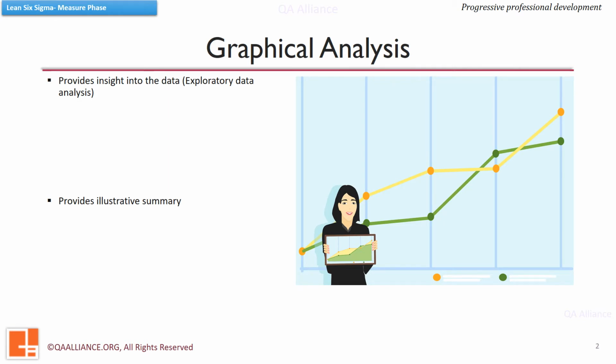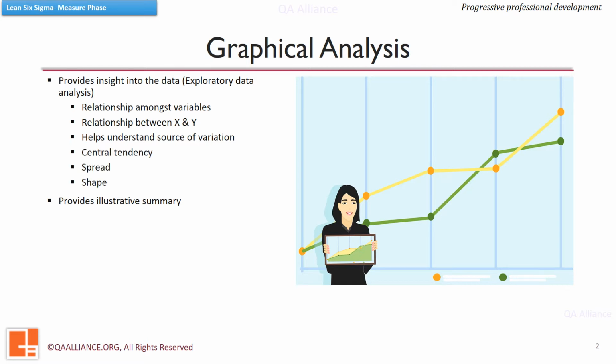Exploratory data analysis is the first look at data. We make use of graphical analysis for this purpose, which helps in summarizing relationships amongst variables. It provides insight into the nature of x's that may or may not control y's. Graphs also help in understanding the source of variation in the data. We can also get to know some characteristics of the data like central tendency, spread and shape.